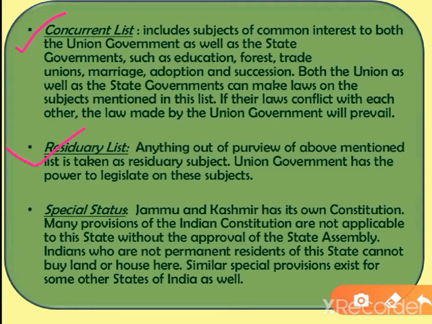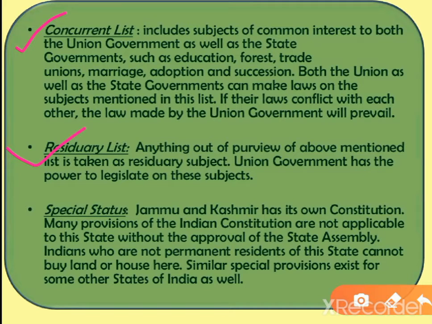Next is the Residuary List. Anything outside these three lists, the Union List, State List and Concurrent List, is taken as a residuary subject. The Union government has the power to legislate on these subjects.